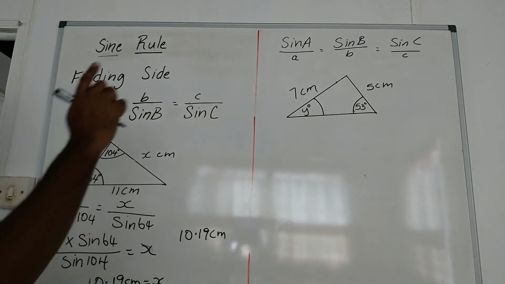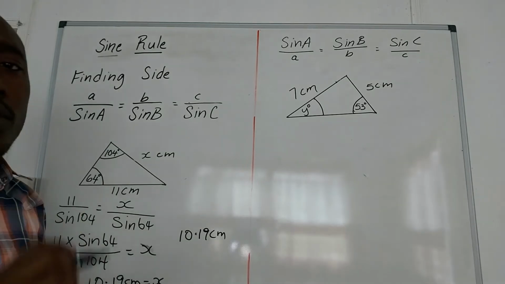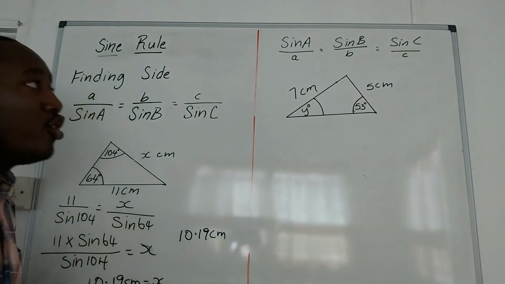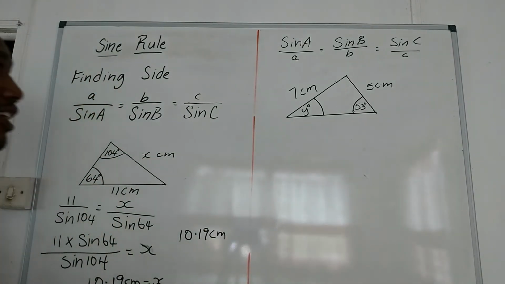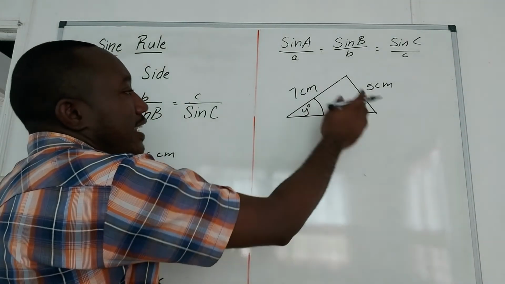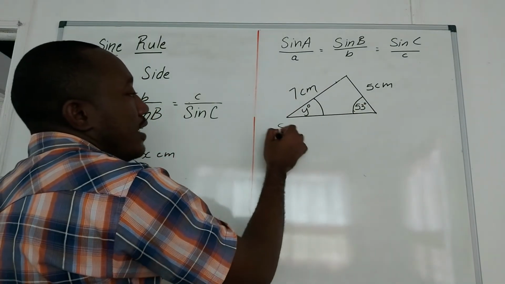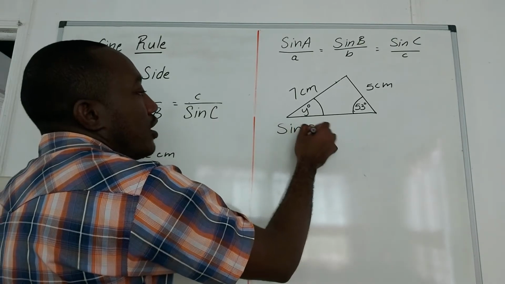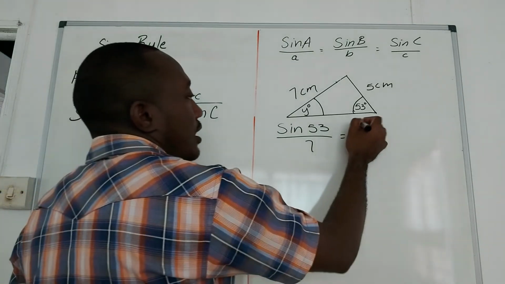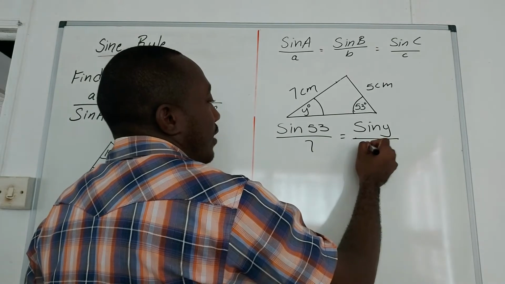Now we will come to our next problem where we have to find the angle. Remember what I said, when we need to find the angle, put the sine of the angle as the numerator and the side as the denominator. So let's start with what is given. We have a side and the angle opposite that side. So sine 53 over 7 is equal to sine y, which we need, over 5.